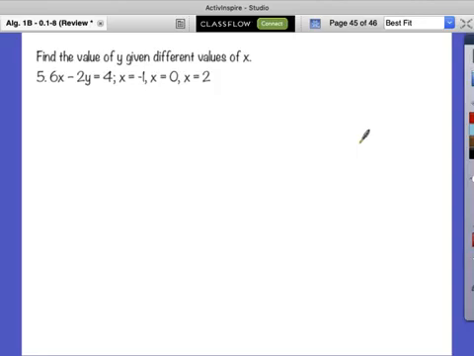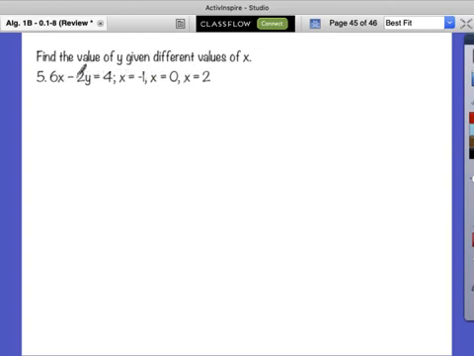So find the value of y given different x values. Here we have the equation 6x minus 2y equals 4, and we're supposed to find the value of y given the different values of x. There's two ways we can go about this. We can plug in x equals -1 and then solve for y. Then we can plug in 0 for x and then solve for y.